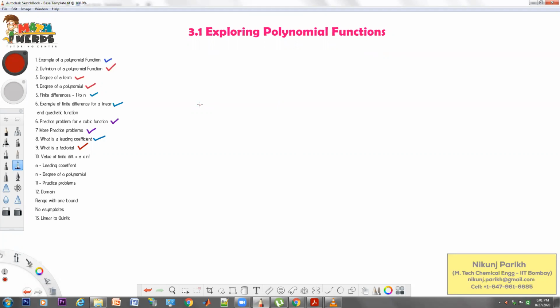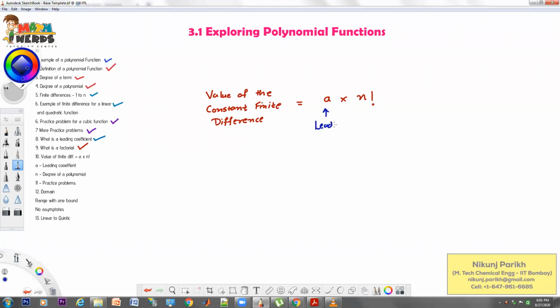Now I'm going to write a very important formula. Value of the constant finite difference equals a times n factorial, where a is the leading coefficient and n is the degree of the polynomial.